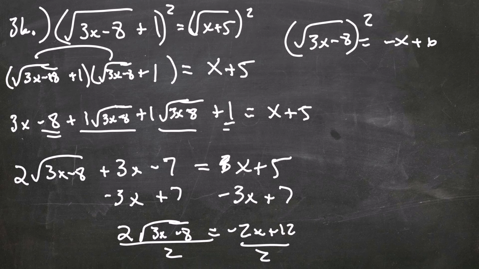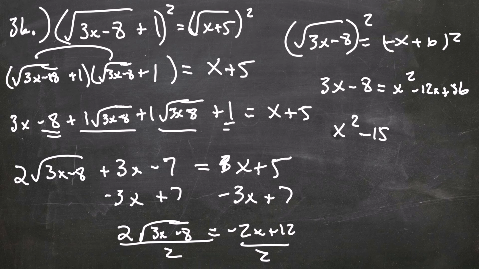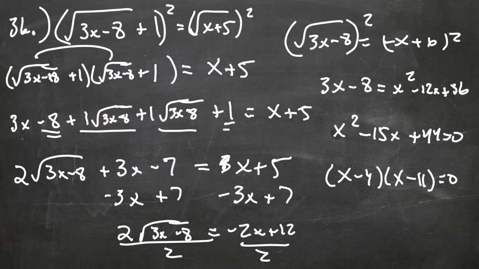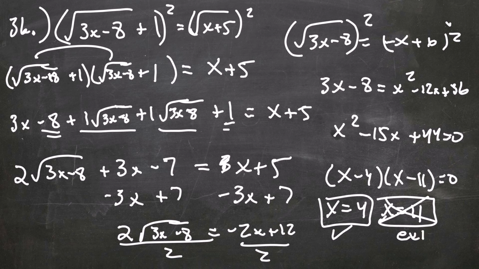Now that I have the radical isolated, I square both sides. So I get 3x minus 8 equals x squared minus 12x plus 36 after FOIL. Make sure you FOIL there. I set equal to 0. I get x squared minus 15x plus 44 equals 0. 4 and 11 work, so I get x minus 4, x minus 11. So x is equal to positive 4, x is equal to positive 11. Once I check my work, I find out 4 is a good answer, and 11 is extraneous.